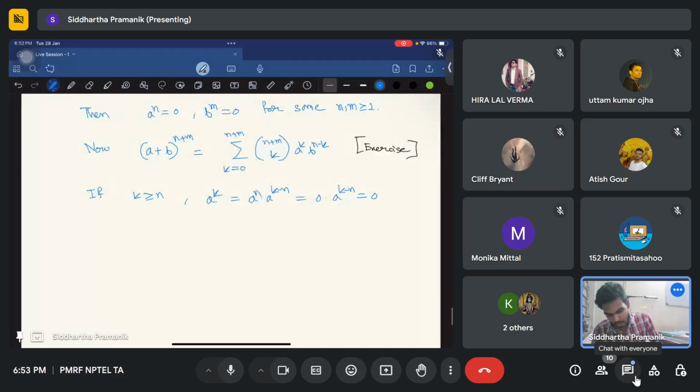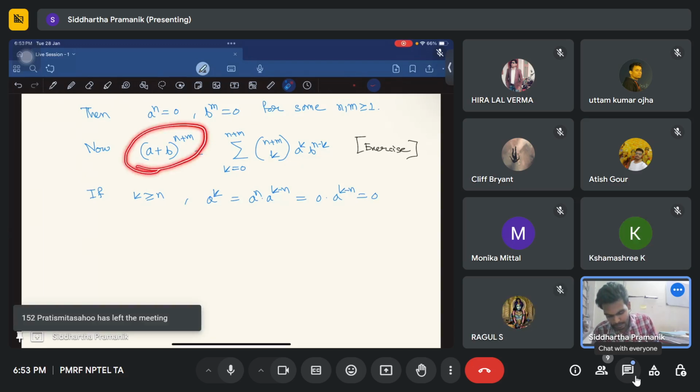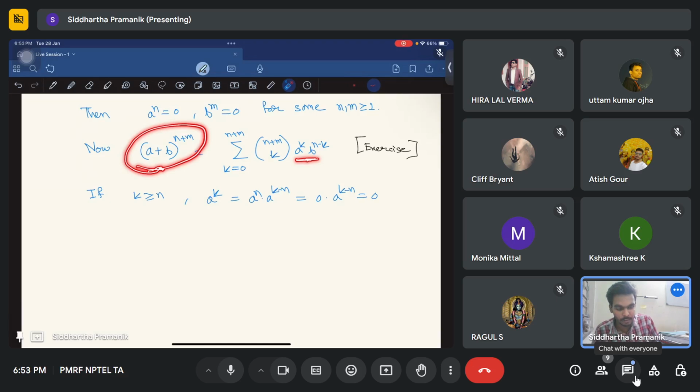Now look at these product terms. We need to prove that this element is 0. If we can prove that each term in this summation is 0, then we are done. Now if k is greater than or equal to n, then a power k is already 0.